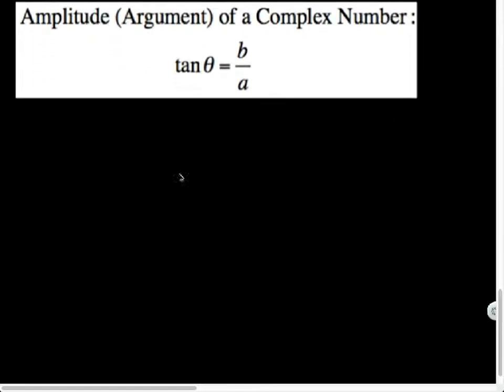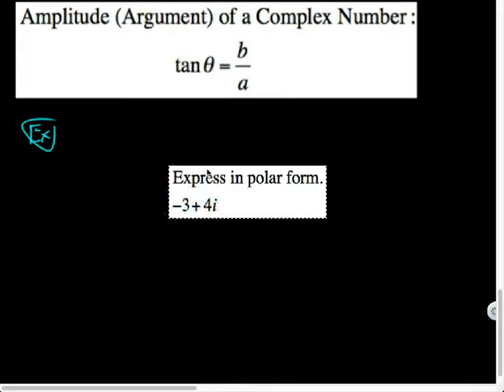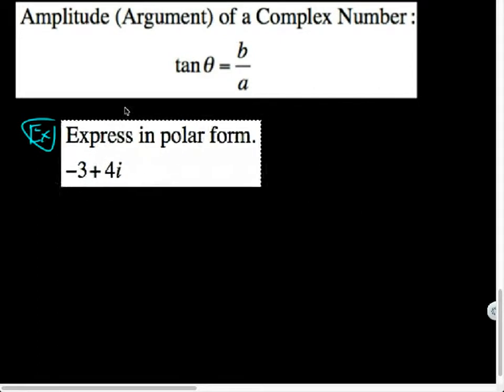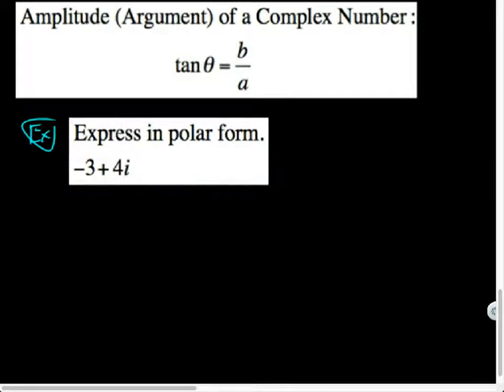r CIS theta. So let's do an example. Let's take a gander at this, shall we? So if I want to express the following in polar form, let's see what I know. I know that a is equal to -3. I know that b is equal to 4.